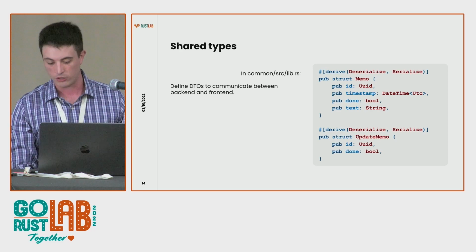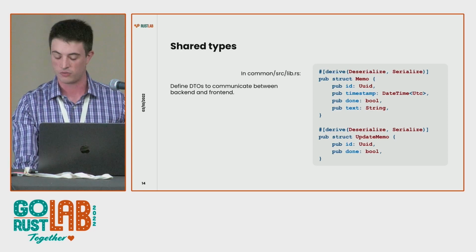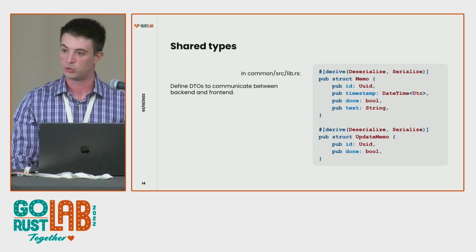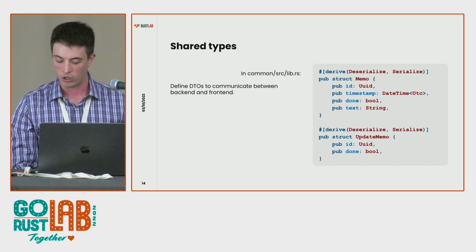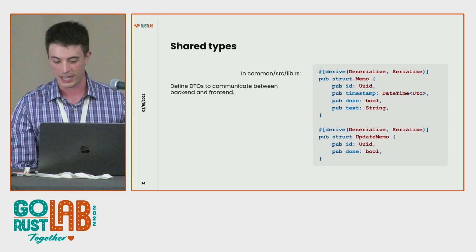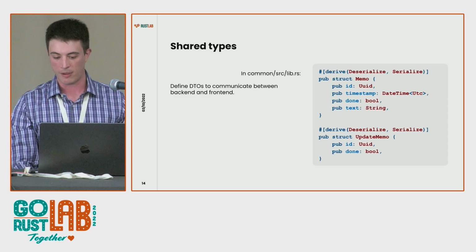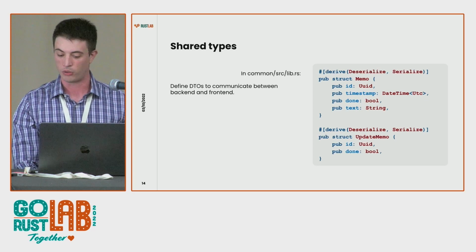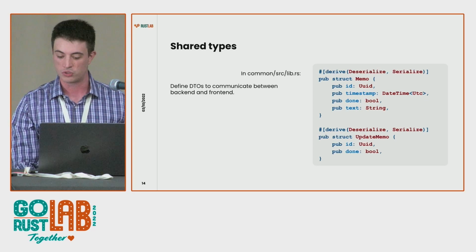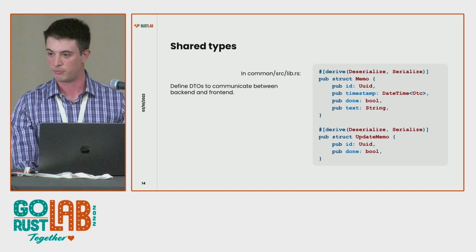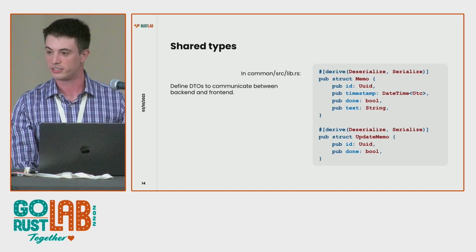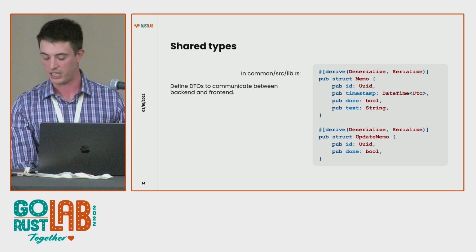And then down there, you also see an update memo data transfer object. And obviously, this is going to be sent from the front end to the backend to inform what memo to delete. And again, the magic happens through serialize and deserialize, because these Rust types are used in both crates, but then in the actual use case are going to pass through the network, probably serialized into JSON. But nonetheless, I can use this one type defined here and use it everywhere.